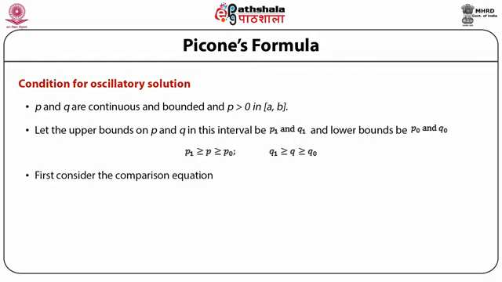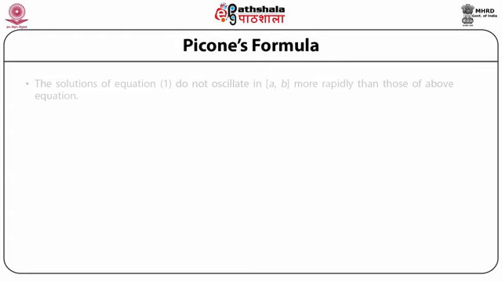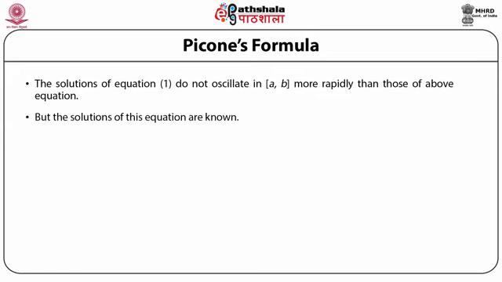First, consider the comparison equation given as d by dx of (p0 dy by dx) minus q0 times y is equal to 0, or d2y by dx square minus q0 y by p0 is equal to 0. The solutions of equation 1 do not oscillate in the interval a to b more rapidly than those of the above equation, but the solutions of this equation are known.